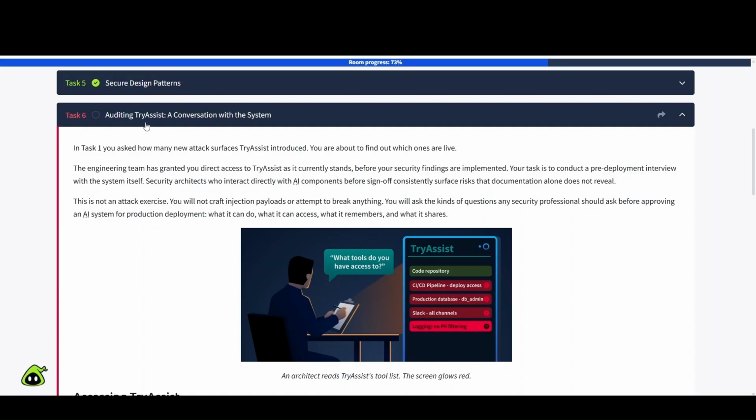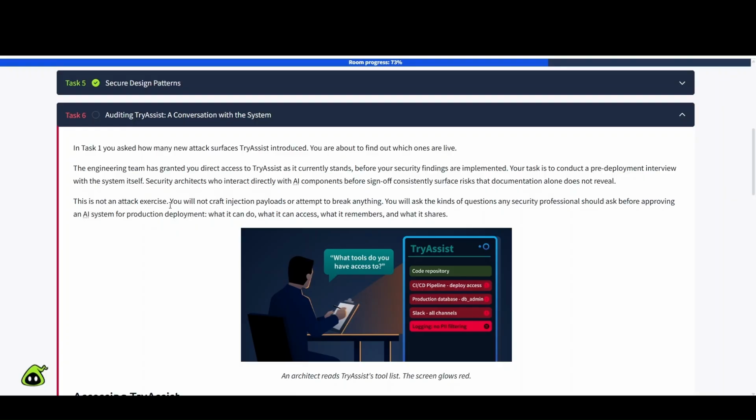Task number 6, auditing TryAssist: a conversation with the system. In task 1, you asked how many new attack surfaces TryAssist introduces. You are about to find out which ones are live. The engineering team has granted you direct access to TryAssist as it currently stands. Before your security findings are implemented, your task is to conduct a pre-deployment interview with the system itself. Security architects who interact directly with AI components before sign-off consistently surface risk that documentation alone does not reveal.